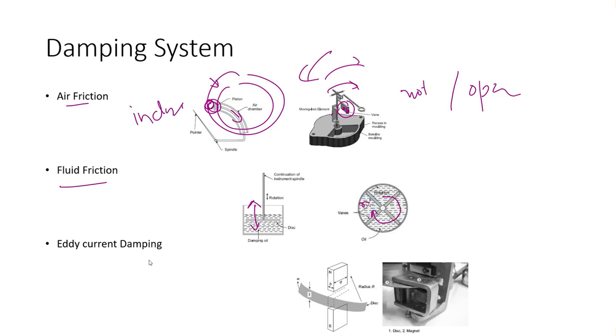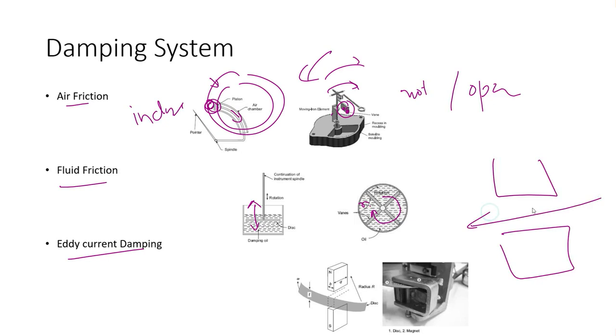Eddy current damping requires a magnetic field. When a metal is passing through a magnetic field, it will be forced to stop by this magnet. So this is actually an eddy braking system in which we use a disc and magnet, and the magnet stops this movement.